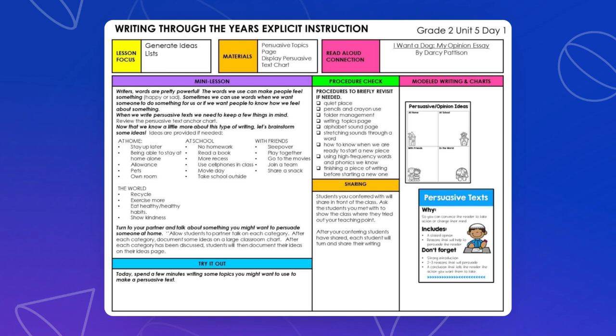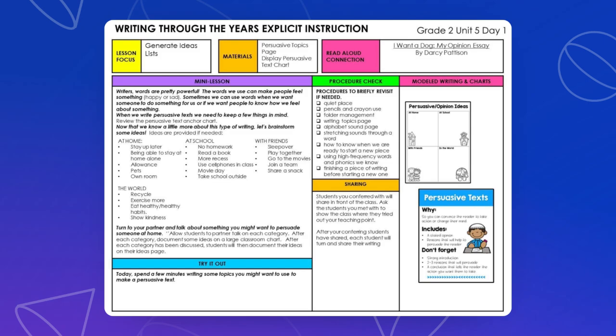So at home, what kinds of things could they be trying to persuade someone? Well, staying up later is a good one. Being able to stay out, stay at so-and-so's house alone, or stay home alone. Going to having an allowance, or at home having a pet. At school, maybe convincing somebody they don't need any homework, or convincing somebody to read a book, or to have a movie day instead of working all day. So keep an eye out. These are just some ideas to kind of brainstorm.